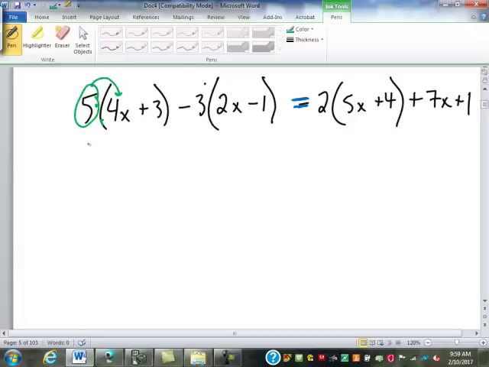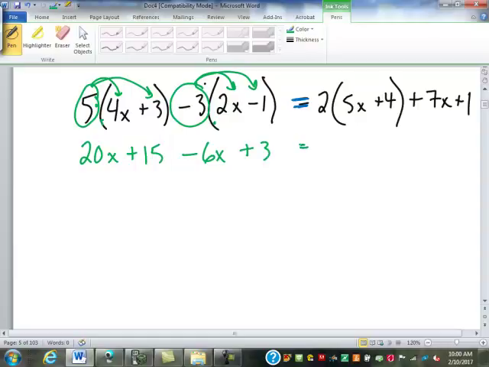5 times 4x, 20x. 5 times 3, 15. Second set of parentheses. Is there anything to do inside of that? No, so we're going to do what to it? There it is. Yeah, it's not minus 3. We're multiplying by negative 3. That operation in front always goes with the number that comes after it. So that minus 3 is really a negative 3. So we're multiplying negative 3 times 2x is negative 6x. And negative 3 times negative 1, positive 3.